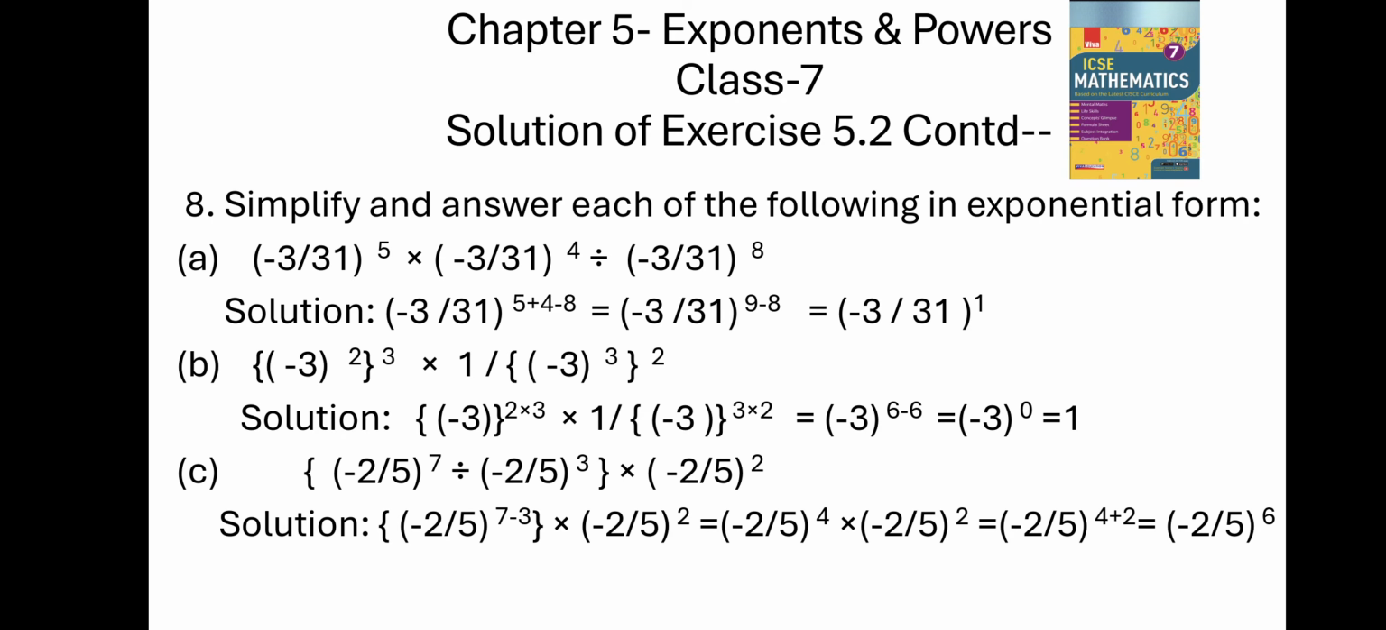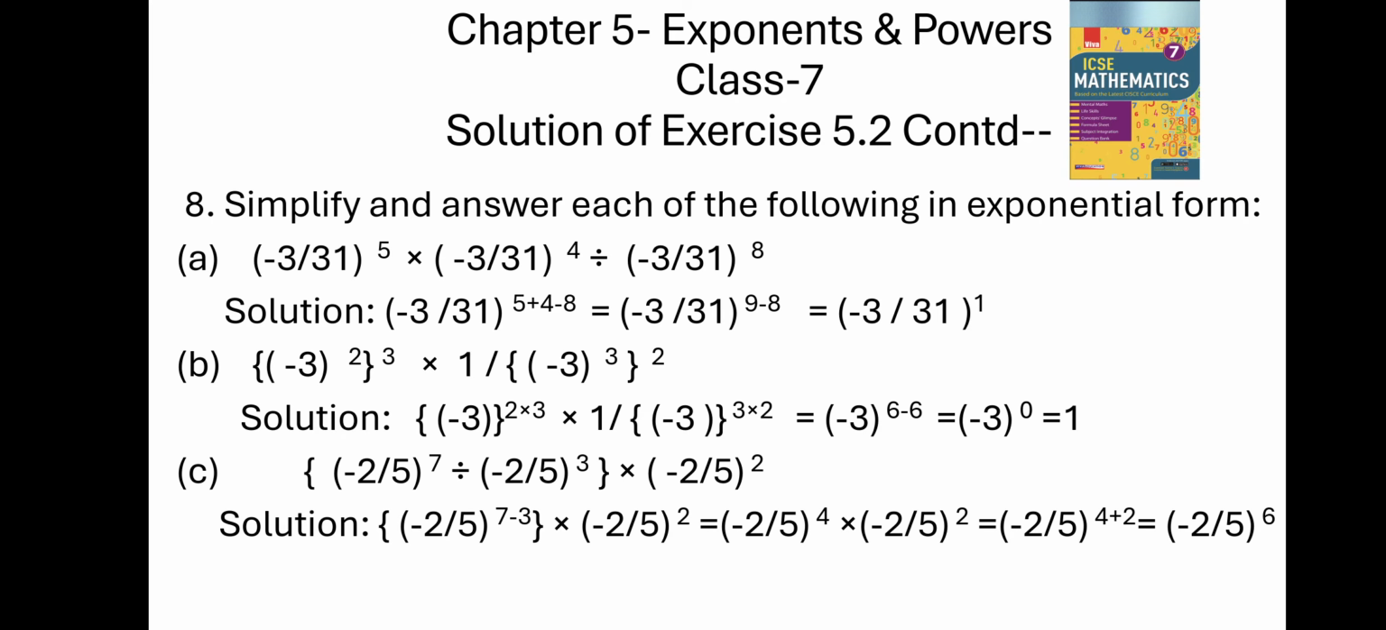And that gives you (-3) raised to the power of 0, which is equal to 1, because anything raised to the power of 0 is 1 except 0. So all non-zero integers raised to the power of 0 will give you 1, because we cannot have 0 to the power of 0 as 1. 0 cannot be. So non-zero it should be. So 1 is the answer. (-3) raised to the power of 0 is 1.